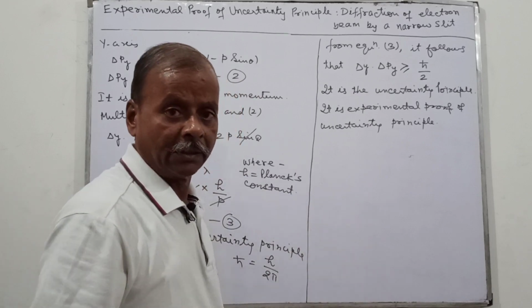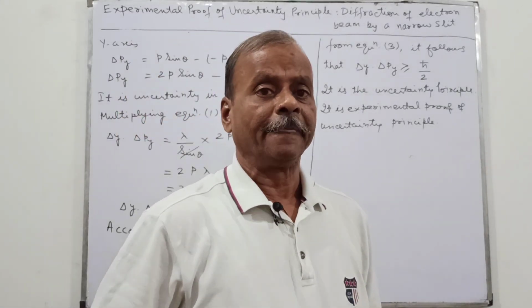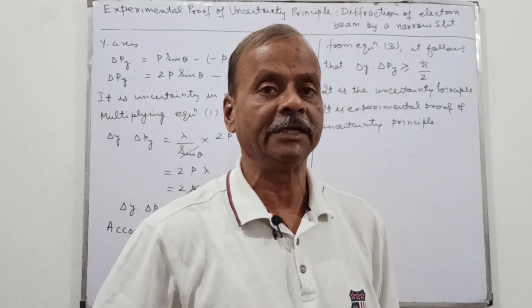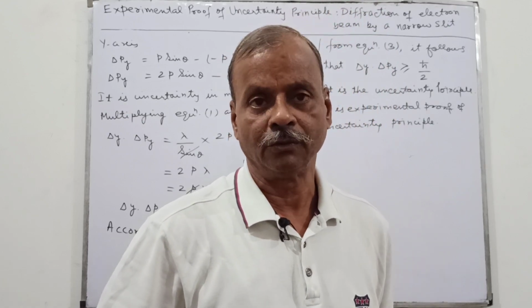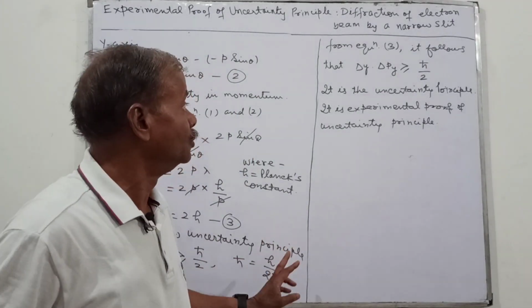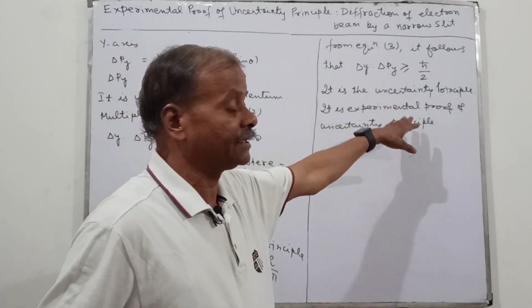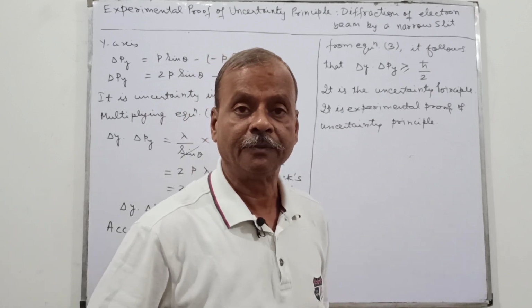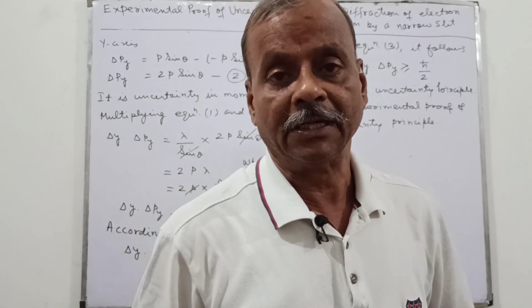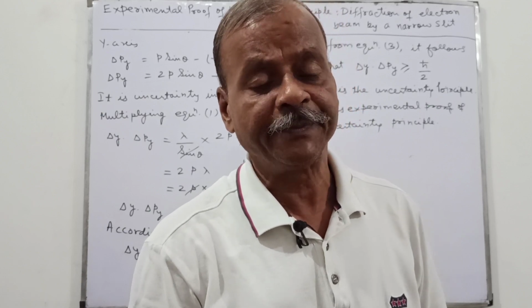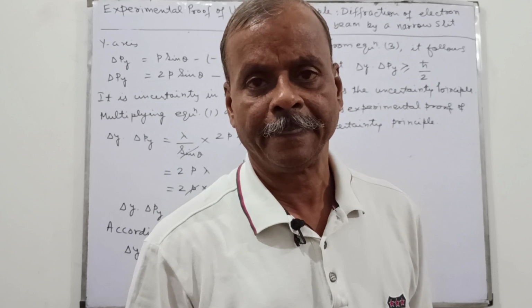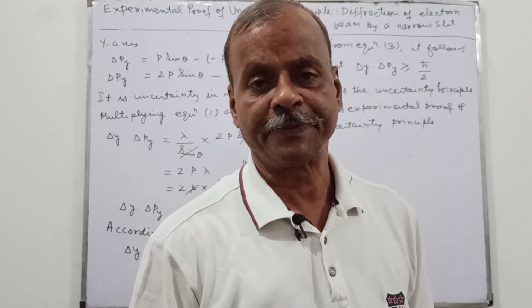So the product of the uncertainty in position and momentum must be greater than or equal to h cross upon 2. So here we are getting this 2h, and 2h is more than h cross upon 2. So definitely we can say that this experiment gives a sound proof of the uncertainty principle that was given by Heisenberg. So this is the experimental proof.